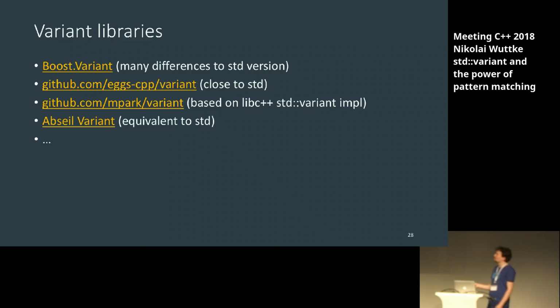Then there are these other ones. This one, for example, requires C++11, but then also builds faster and is more lightweight. It's a bit closer to the standard as well. Then there's this one from Michael Park, Park variant, which is actually based on the implementation that's in Clang's libc++. And yeah, there are other libraries that provide a variant implementation that's very similar to the standard one. So you can basically use it, and then once you upgrade your code base to C++17, you can search and replace all of them with std::variant.